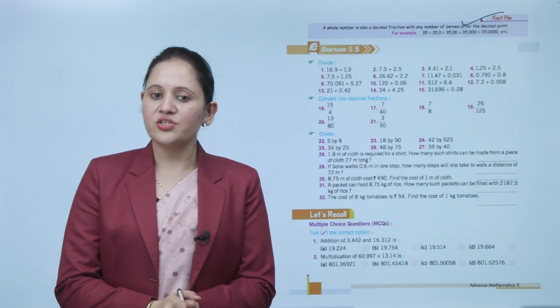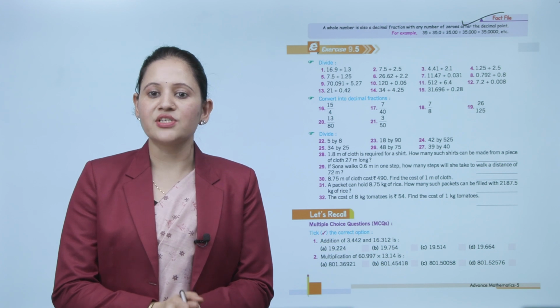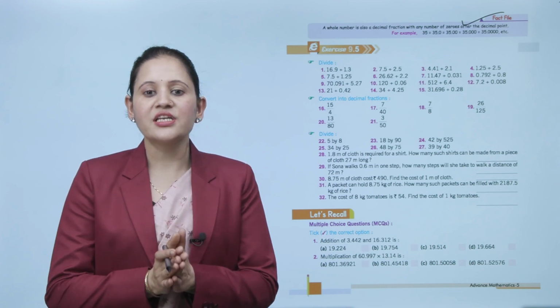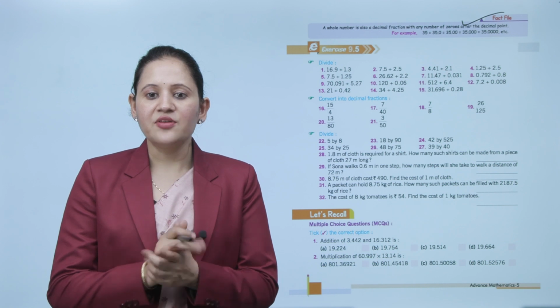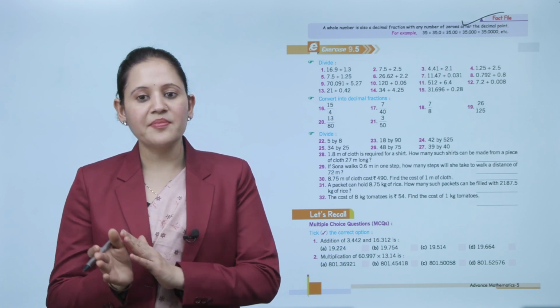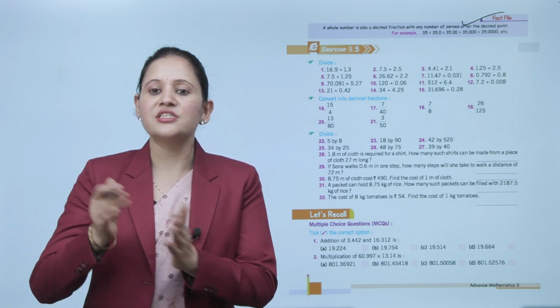Next is the fact file. A whole number is also a decimal fraction with any number of zeros after the decimal point. For example, 35 equals 35.0, same as 35.00, 35.000.